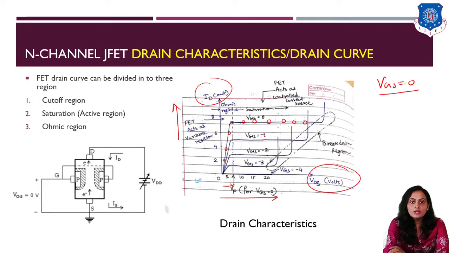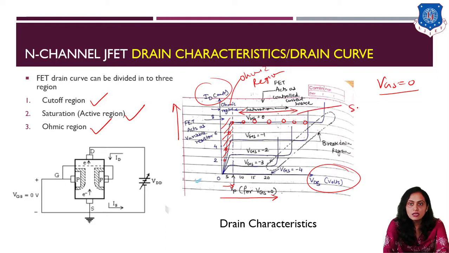And this is the curve which I have shown with these points, that is for VGS equal to 0. Over here also in the drain curve, we have three regions, that is cutoff region, saturation region and the ohmic region. Now this region where you find the current increases with the increase in the voltage is called the ohmic region. And the region where you find the current becomes almost constant is called the saturation region. And the region where you find current is almost 0 is called the cutoff region.